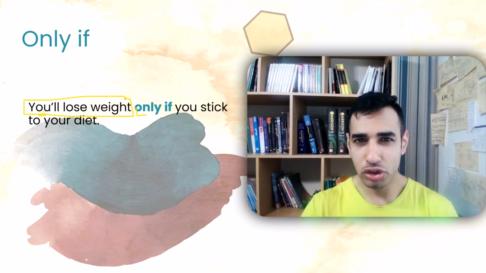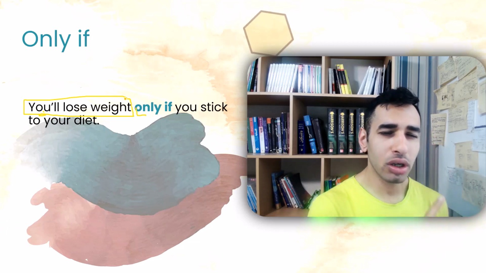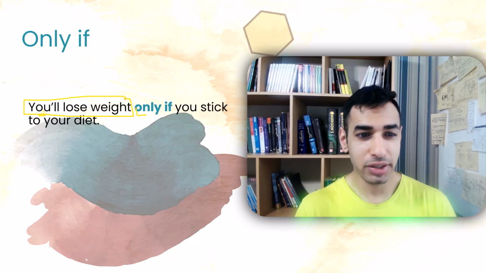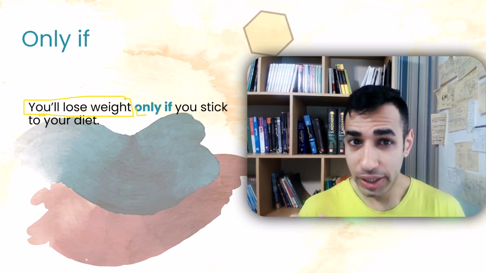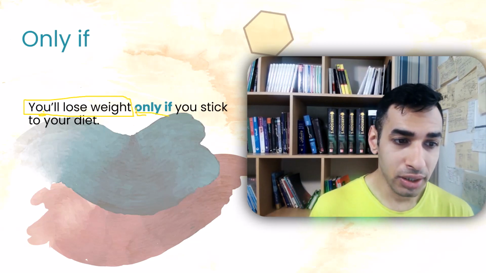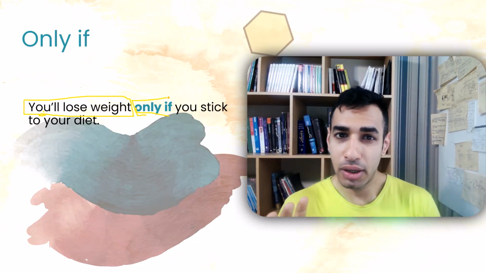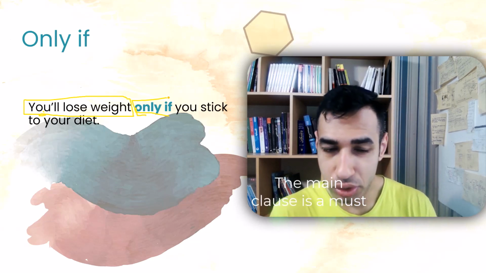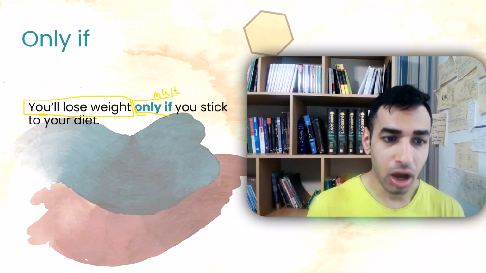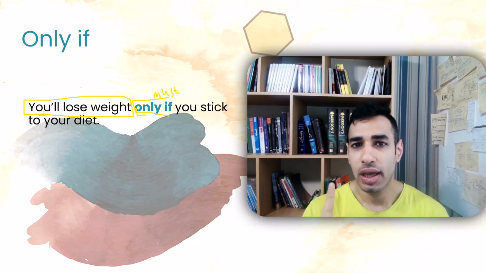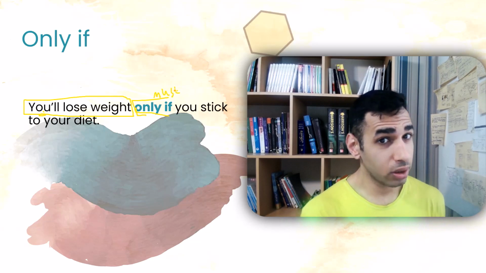So what shall we do for the main clause to be true? We shall stick to our diet. If you want to lose weight, you need to stick to your diet. Only if: so this conditional clause must happen in order to lose weight, in order for the main clause to be true. This must happen. This is a must. The only if clause is a must. It's a necessity. It's necessary to happen if we want the main clause to be true.